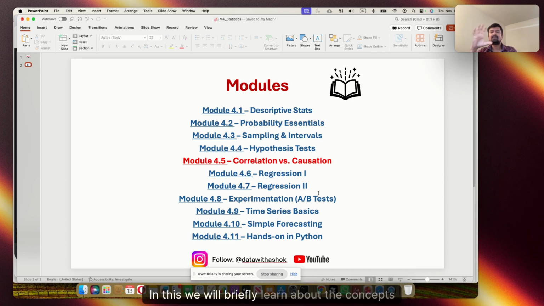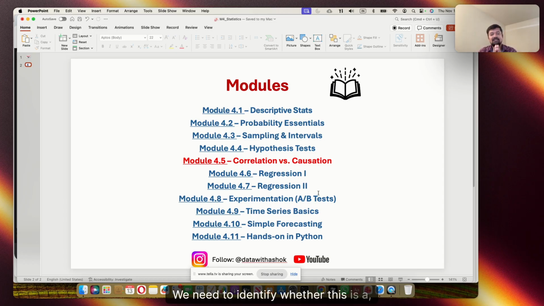In this, we will briefly learn about the concepts of correlation and causation. Correlation is, in very simple terms, why it is important for us to learn. When two things are correlated, that does not represent cause and effect. What does that mean? If two things, A and B, are moving together, if A is increasing, then B is also increasing. That does not mean that B is increasing because A is increasing. So we need to be very, very careful when we try to find out the association between two variables.